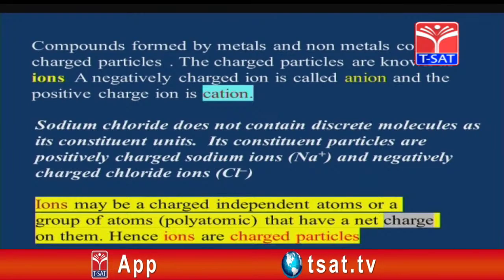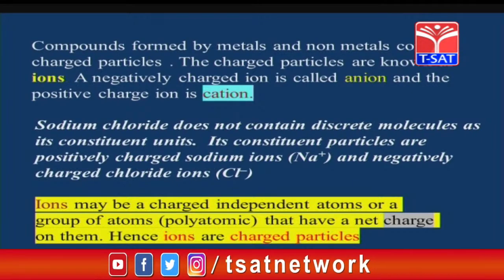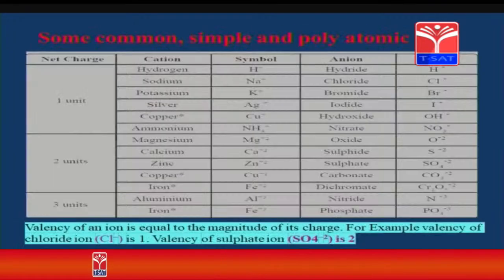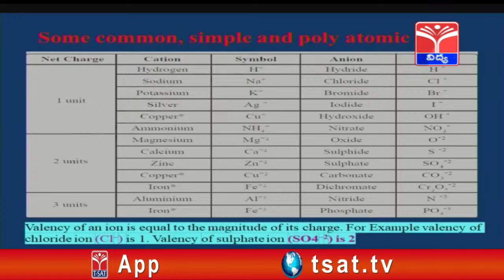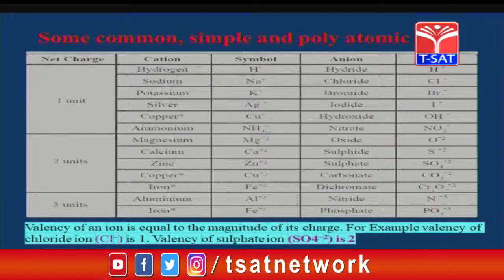So, ions may be charged independent atoms or groups of atoms that have a net charge on them. Hence, ions are charged particles. Now, observe here one table of some common simple and polyatomic ions. In the first column net charge is there, the second column is cation, the third column is the cation symbol, the fourth column is anion and the fifth column is the anion symbol.